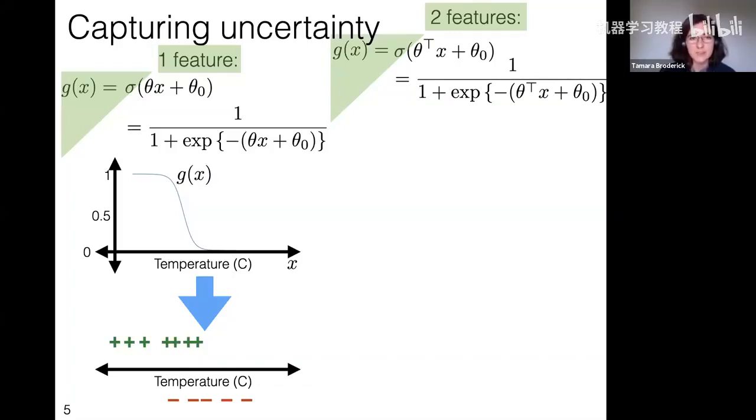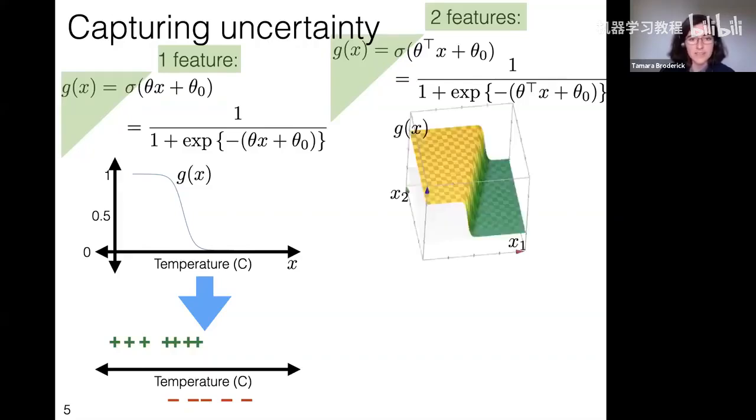Now, first of all, let's just do a dimensionality analysis to make sure this makes sense. So remember, theta transpose x is going to give us a scalar. Theta naught is a scalar. So the whole input to sigma is still a scalar, which is good because that is what we assume that sigma takes as input, just a one-dimensional scalar. So even though x is high dimensional, the input to sigma is just one-dimensional. Okay, so that checks out.